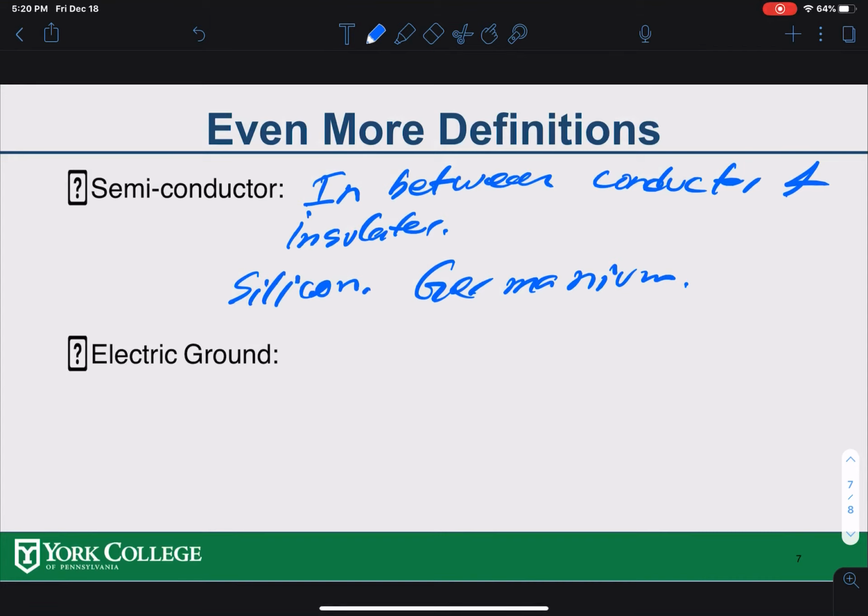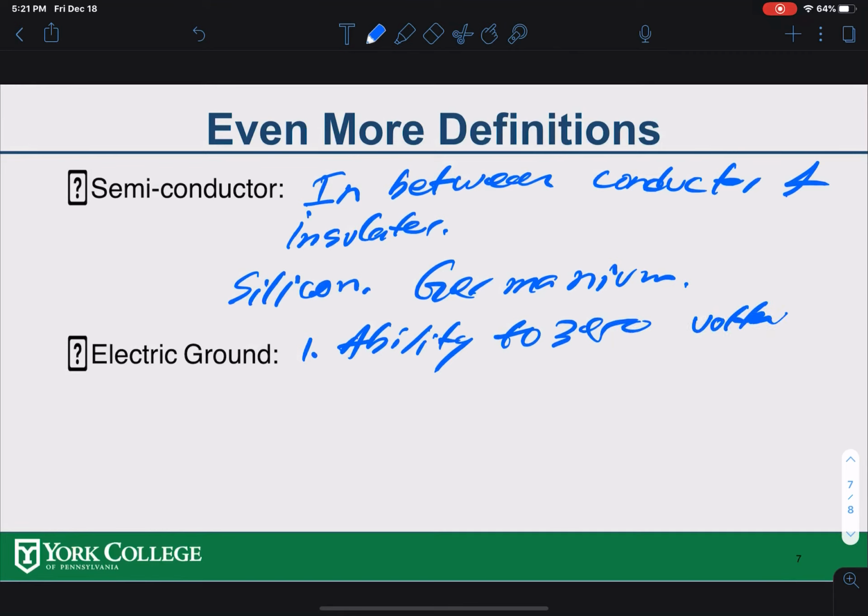Then another important thing in the circuit is the ground. What is electric ground? There are different definitions of that. One is the ability to provide zero voltage. That means if you ground some point, the voltage should be zero at that point. Number two, let's say a reference point in the circuit.